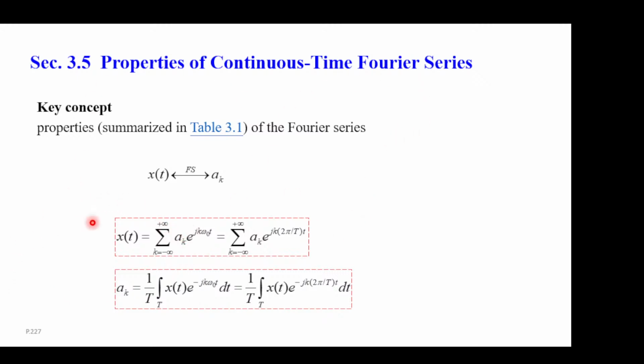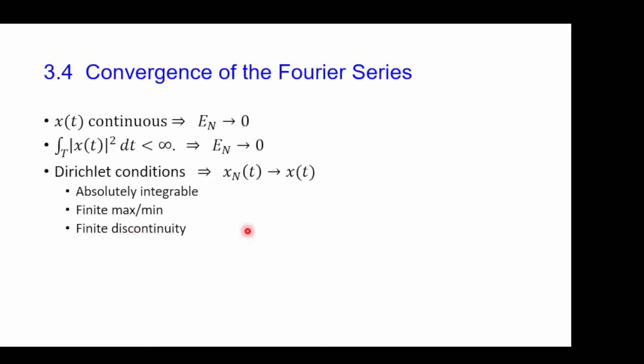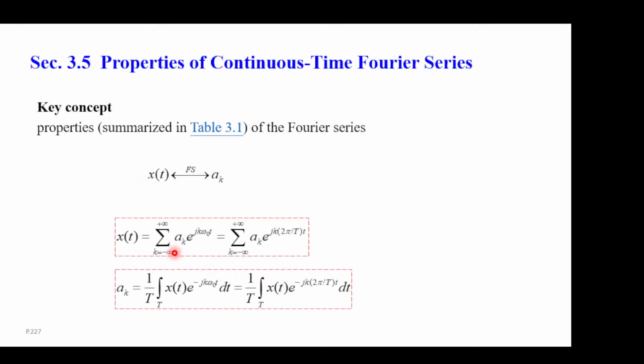So that's the convergence of Fourier series. Basically, you want to check that your Dirichlet conditions are satisfied. But now, assume we have good signals and we have a Fourier series, then we see that we have this back and forth. We are basically representing our x of t in two different representations.